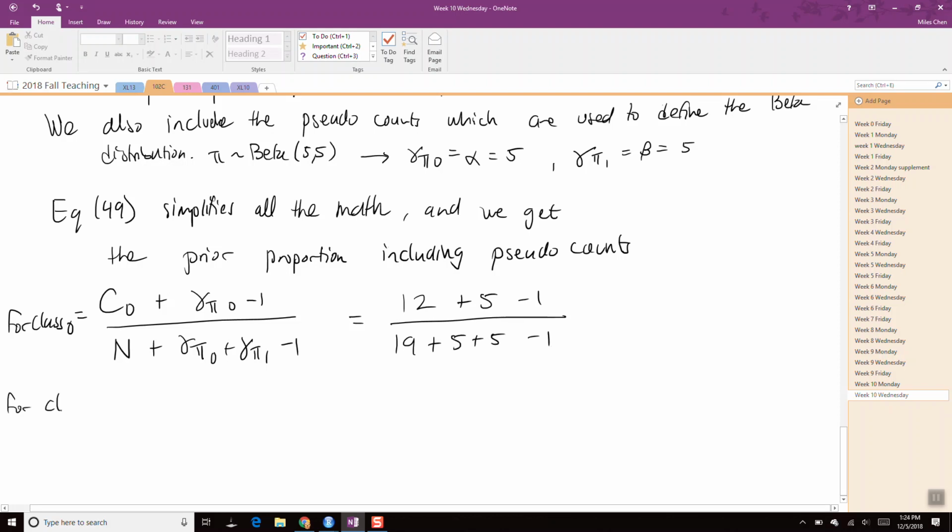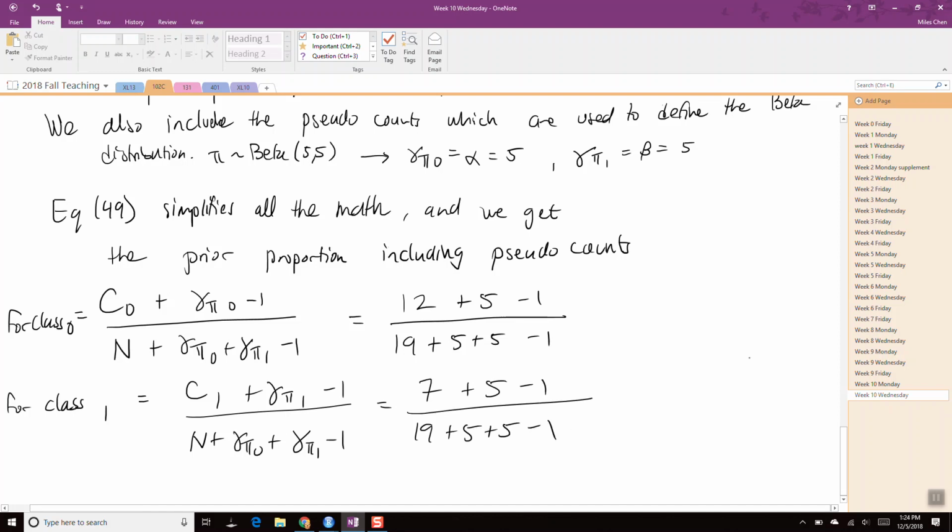Okay, and then for class 1, we have C1 plus gamma pi 1 minus 1, and n plus gamma pi 0 plus gamma pi 1 minus 1. And so this gives us 7 plus 5 minus 1 and 19 plus 5 plus 5 minus 1. Is that okay? So these are kind of the prior proportions when we include all of this stuff. This is also all from equation 49.